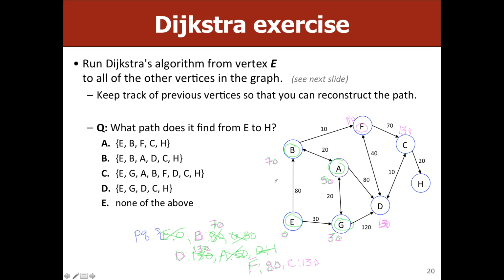The answer in this case, so we went from E to G to A to, I think it's B to F to D to C to H, which has cost 150.